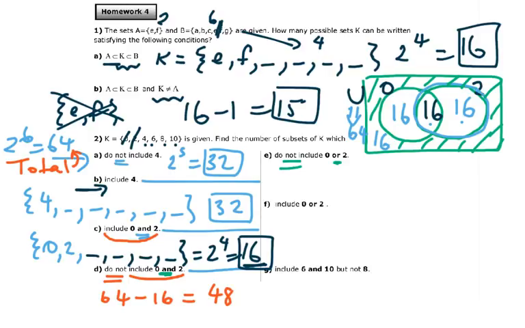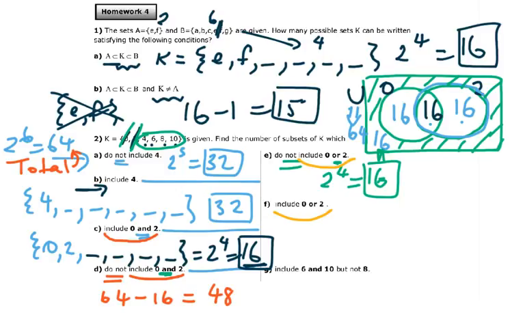Hopefully you could. If we do not include 0 or 2, then we have 4 elements remaining. So 2 to the power of 4, the number of elements remaining, is 16 as well. We can see that on the Venn diagram, or we can work it out with the number of subsets formula. Now we have another situation with some similarities: include 0 or 2. So these questions are related.